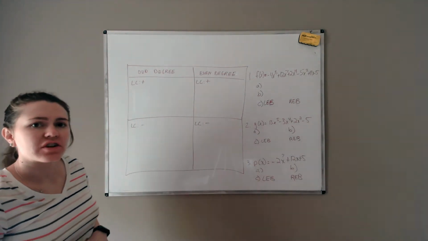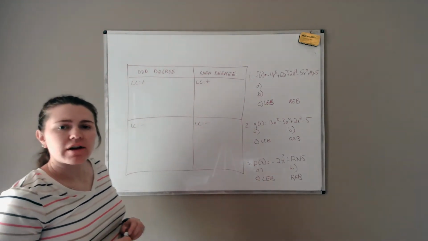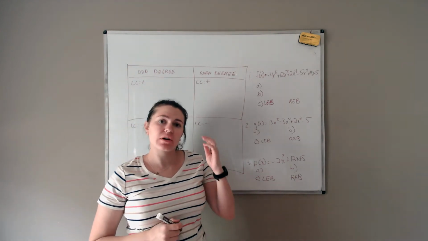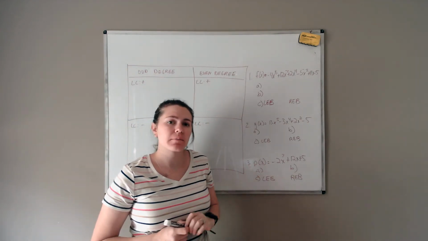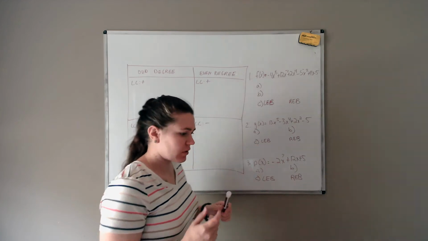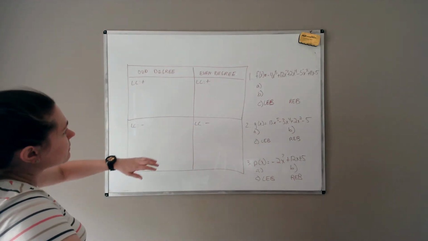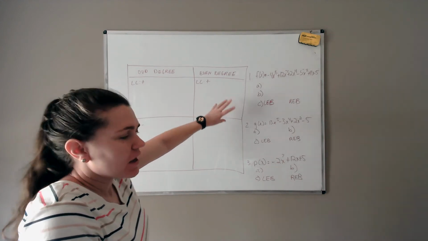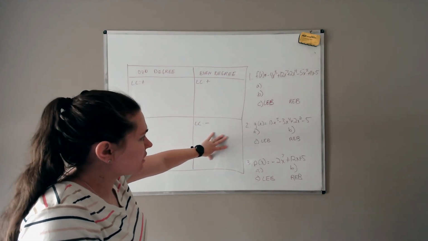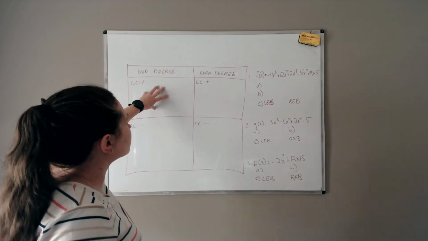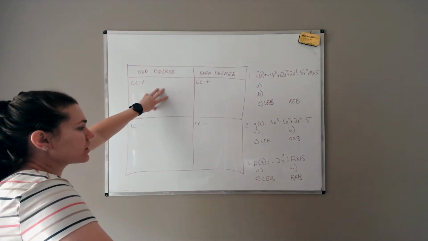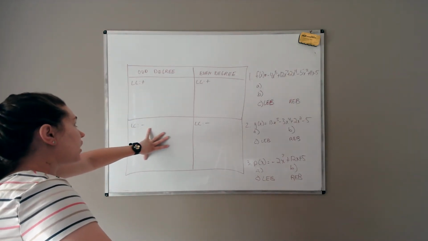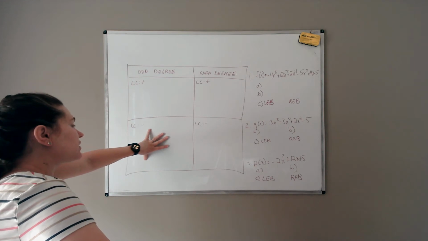So we're going to summarize the end behaviors of any polynomial function. It can fall under one category, one of four, I should say. It's either going to be an even degree with a positive leading coefficient, an even degree with a negative leading coefficient, an odd degree with a positive leading coefficient, or an odd degree with a negative leading coefficient.